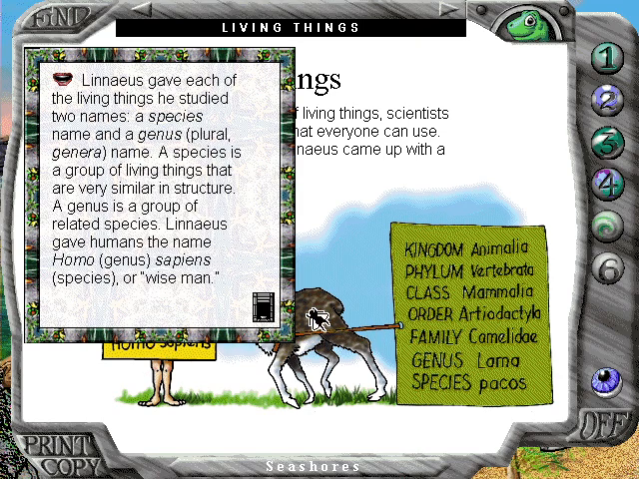Linnaeus gave each of the living things he studied two names, a species name and a genus, plural genera, name. A species is a group of living things that are very similar in structure. A genus is a group of related species. Linnaeus gave humans the name Homo, genus, sapiens, species, or wise man.